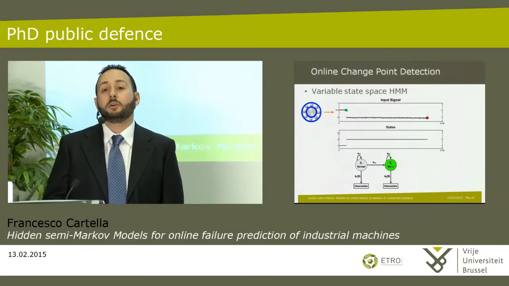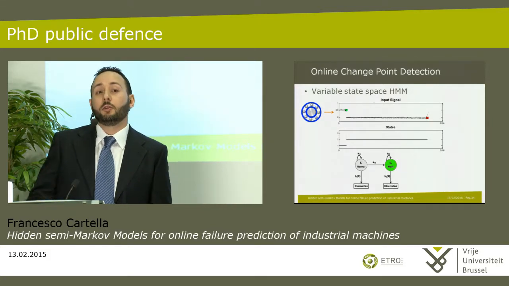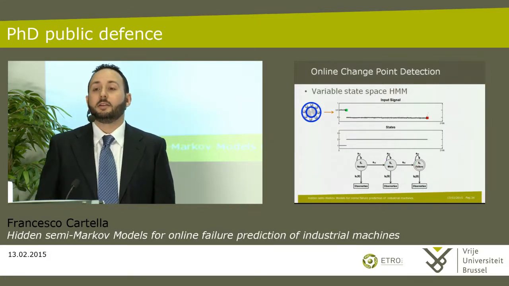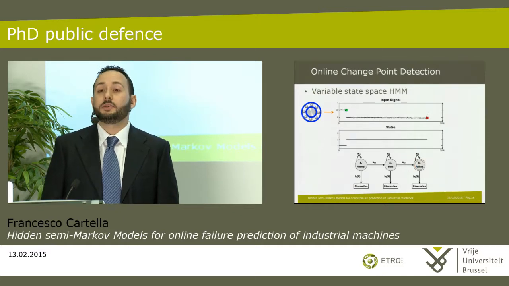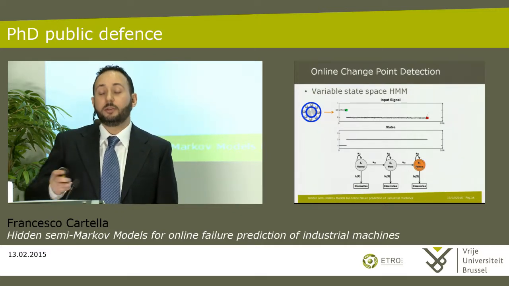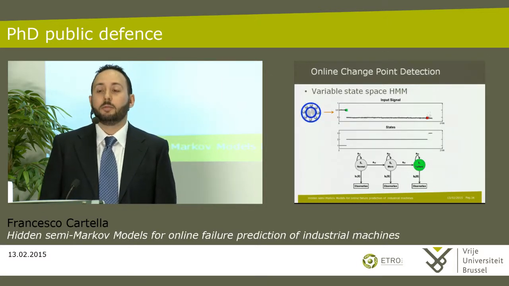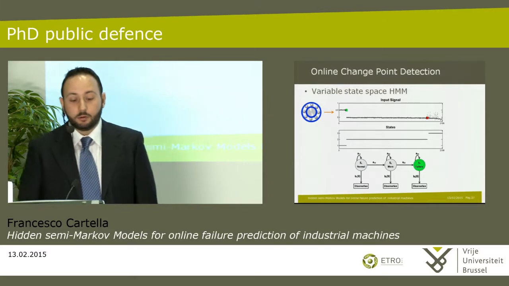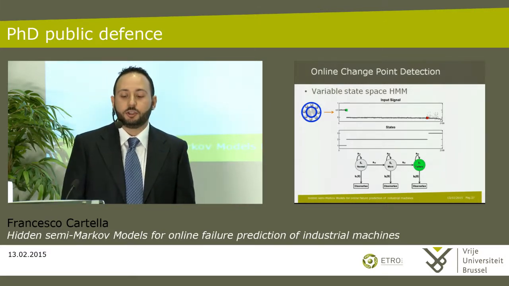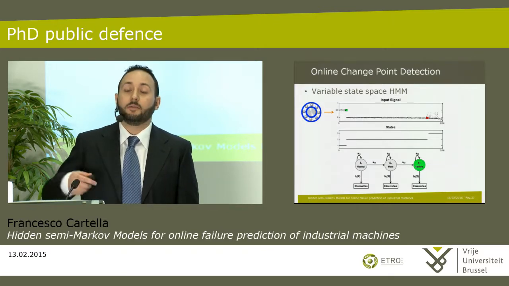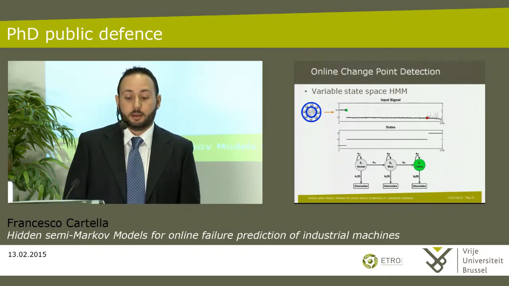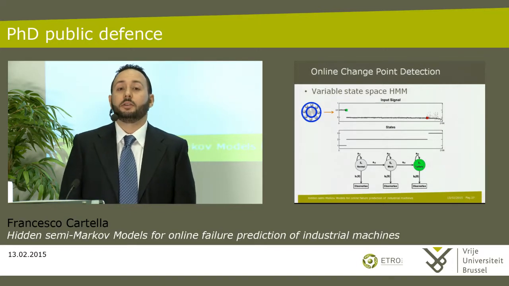And what we can do now, because we are using a left-right topology of hidden Markov model, is add a third state, which represents the new, previously unknown condition. And from this moment on, this model is able to correctly recognize also the failure condition of the bearing until the end of the experiment. So in conclusion, if we combine the online change point detection algorithm with the model, we enable the hidden Markov model to have a variable state space. So this was concerning the diagnostic.